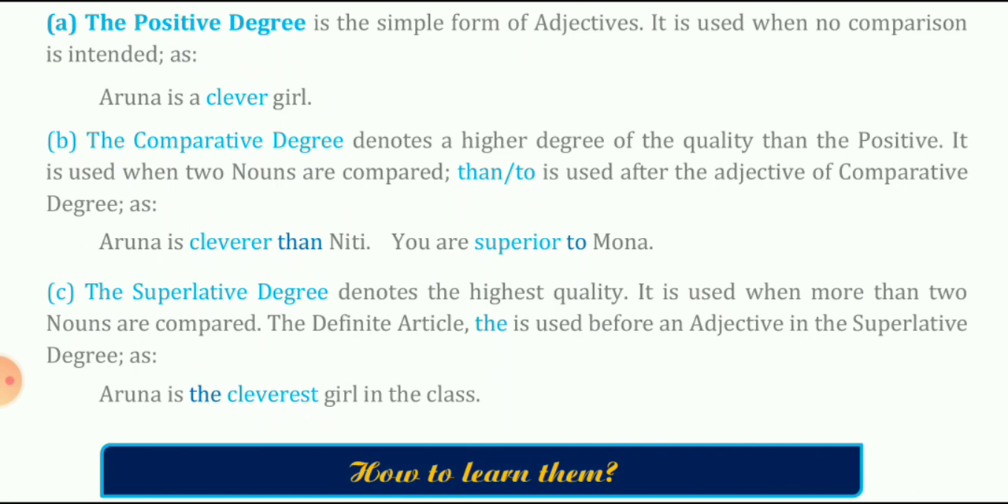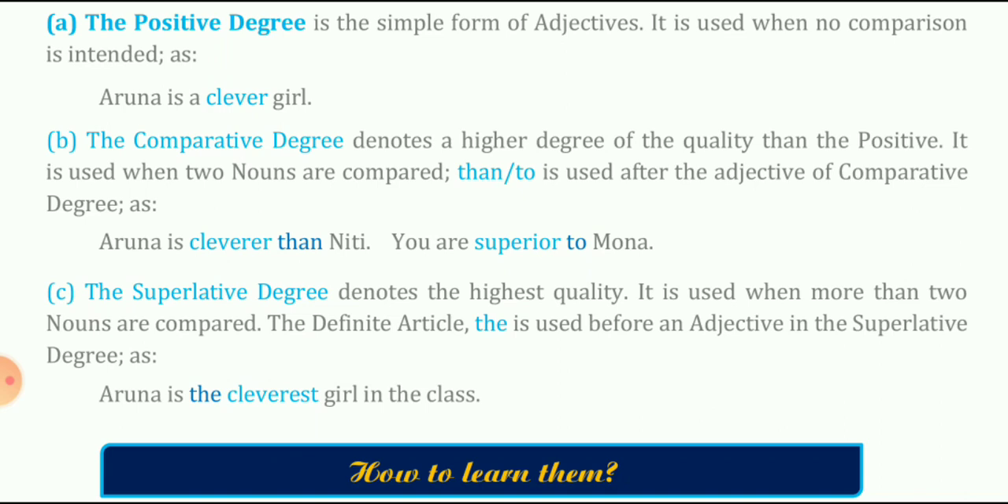The second one is comparative degree. It denotes a higher degree of the quality than the positive. It means it is higher than positive. It is used when two nouns are compared. Here, two nouns. Then 'than' or 'to' is used after the adjective of comparative degree. As Aruna is cleverer than Niti. You are superior to Mona. Here than and to have been used.